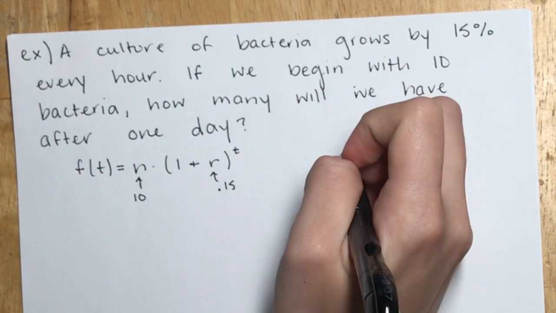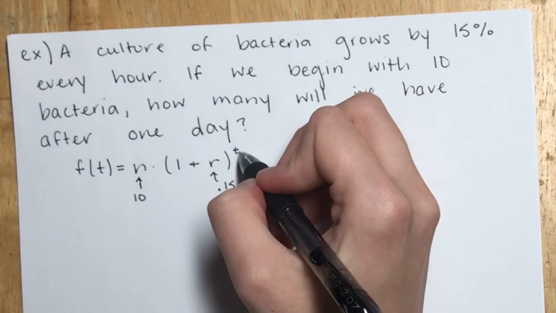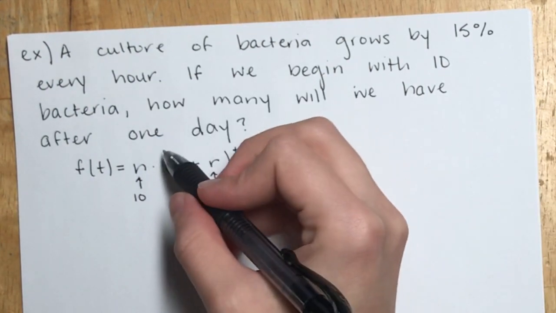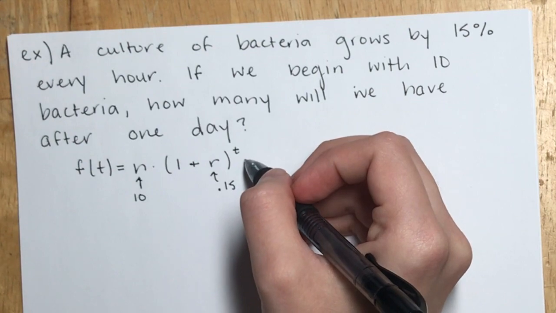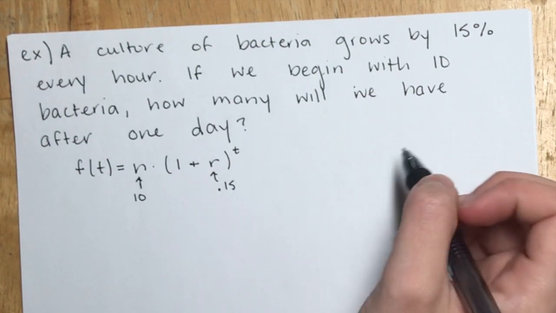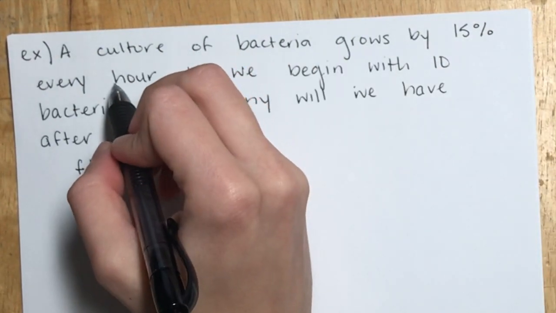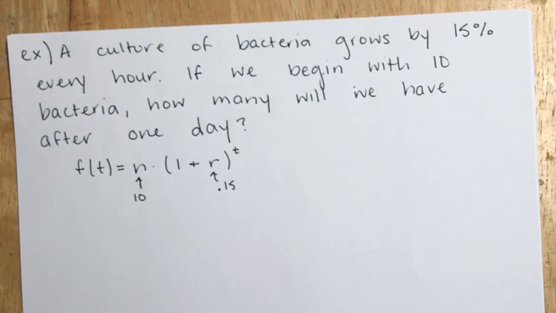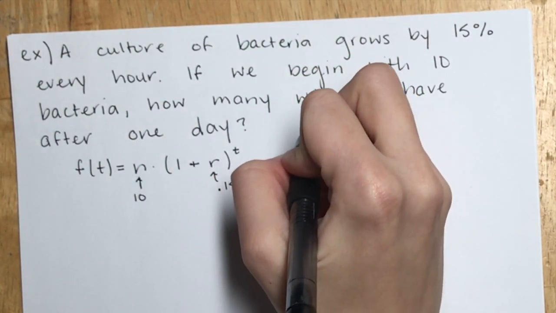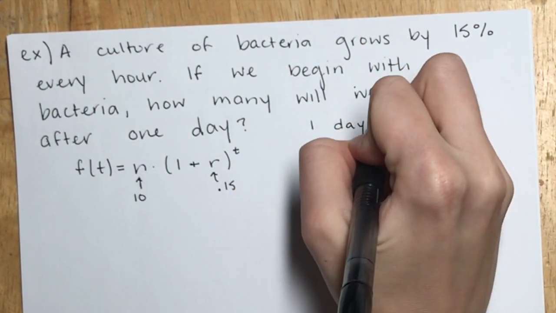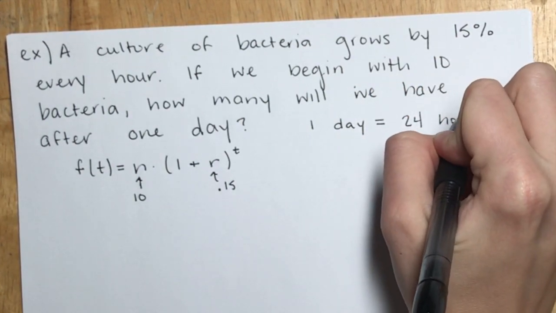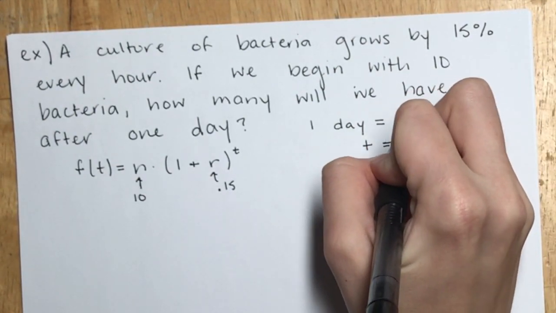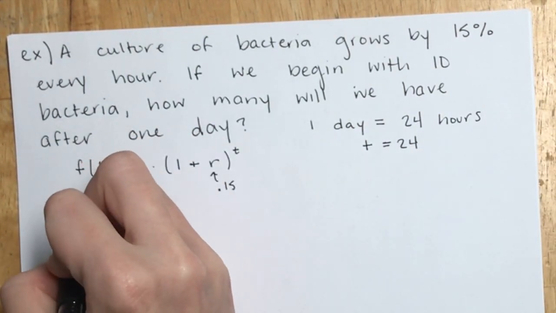And t, what are we going to use here? Remember, this 15% is the amount that's growing per hour. Are we going to say 1, because 1 day has gone by? We're not, right? If our rate is growing by 15% per hour, we need to use hours for our units. Remember, our units need to be consistent. So 1 day is 24 hours, so our t needs to be 24.